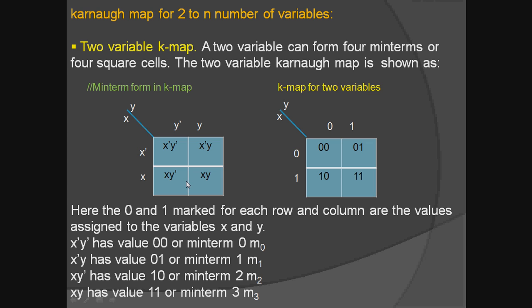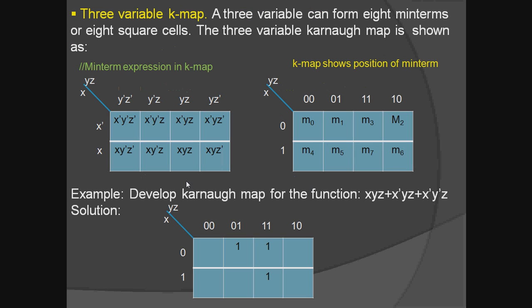So I'll explain through one example using the third variable. So now, three variables K-map. A three variable K-map can form 8 min terms or 8 square cells. So you can see you have 8 square cells. Now since there are three variables, the three variables will be positioned in this K-map in this format. So x will be here on the row side, and then on the column side, y and z will represent these values, that is 0 0, 0 1, 1 1 and 1 0.